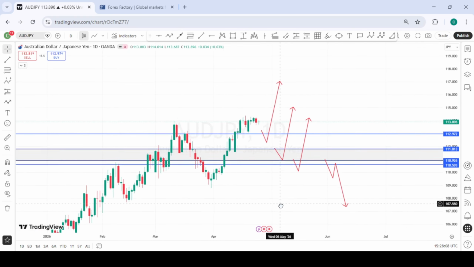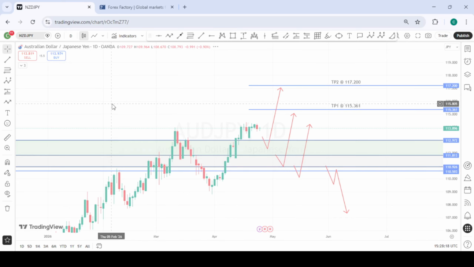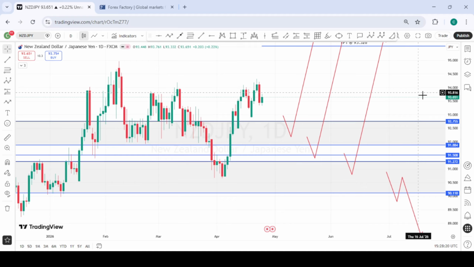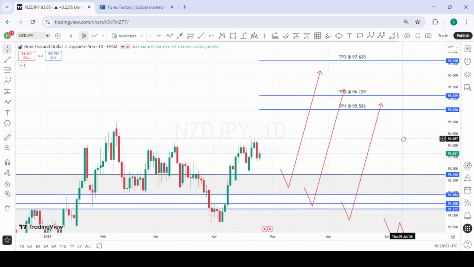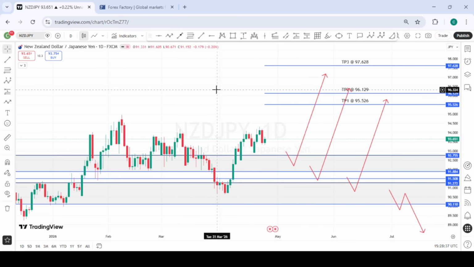This is AUDJPY, same setup from last week. We are still expecting price to pull back to the areas of interest, any of the areas of interest, to give us buying opportunities to the upside. So we are just going to be patient with that for the coming week. This is NZDJPY, and NZDJPY, we are still considering the setup from last week. Should price pull back to this very first area of interest, we will look for buying opportunities here to the upside. Or if it retraces to any of these zones we have below, we'll still be interested in the buying opportunities to the upside for NZDJPY.